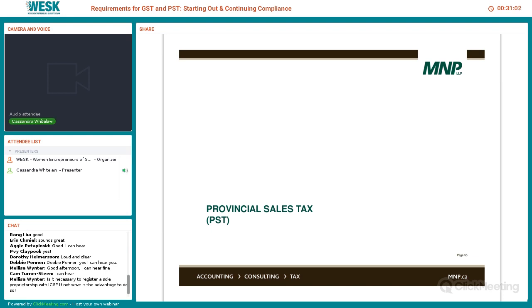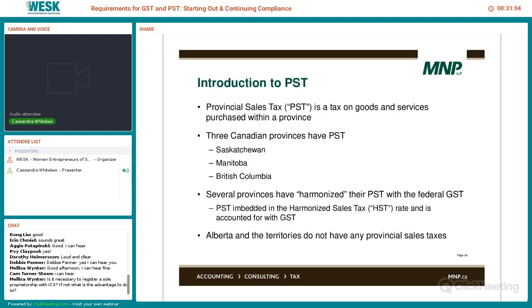So now getting into the provincial sales tax. Provincial sales tax is a tax on goods and services purchased within a province. There's currently 3 Canadian provinces that have PST. These would be Saskatchewan, Manitoba, and British Columbia. As I mentioned, most of the provinces have harmonized their PST with the federal GST, so you don't really need to worry about that separately. It's all taken care of with the GST and HST returns. In Alberta and the territories, they don't have any provincial sales taxes, so all that applies there is GST.